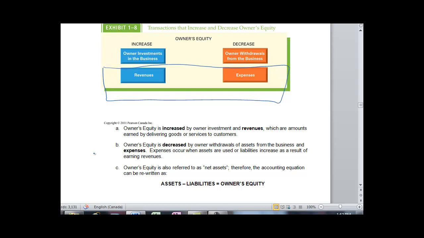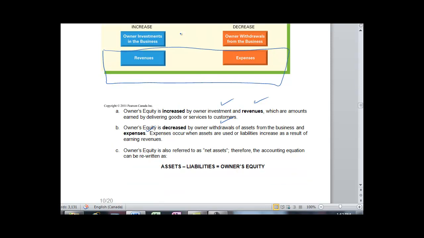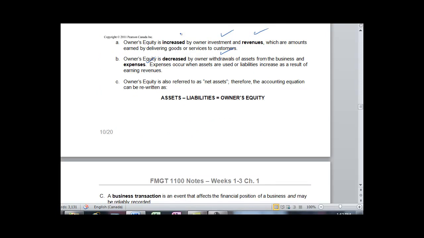So, as I've just discussed here, owner's equity is increased by owner investment and also by revenues, and it is decreased by the owner withdrawing assets, typically cash from the business, and expenses that the business incurs. Now, if we rearrange the accounting equation slightly, we can rewrite it as assets minus liabilities equals owner's equity. And so this is a way that the owners of a business can get a sense of how much their interest in the business is actually worth.